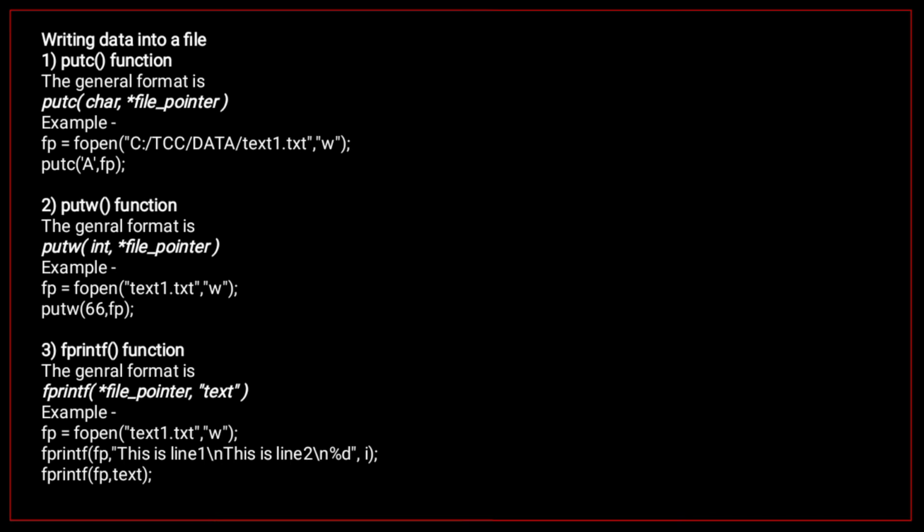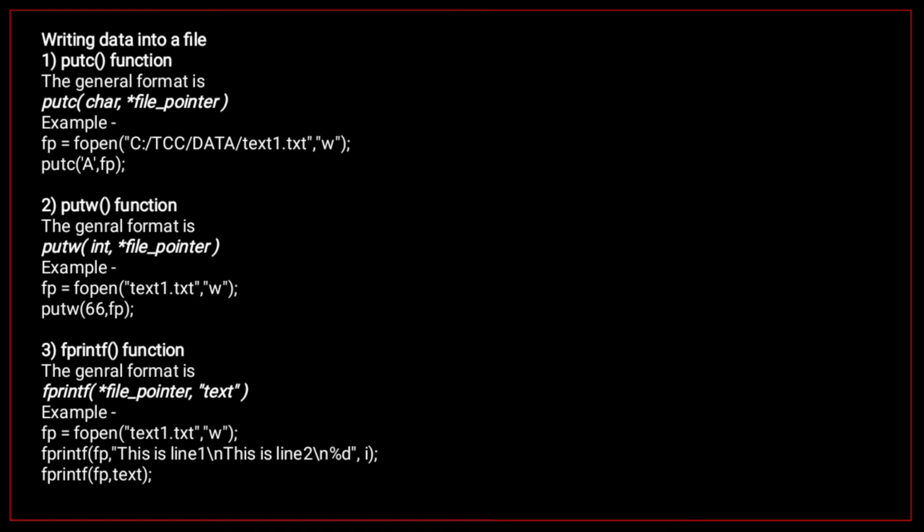First, putc function, and the general format of this function is putc(char, file pointer). This function is used to write or insert a character to the specified file when the file is opened in writing mode. Now this is the example of how to use the putc function.